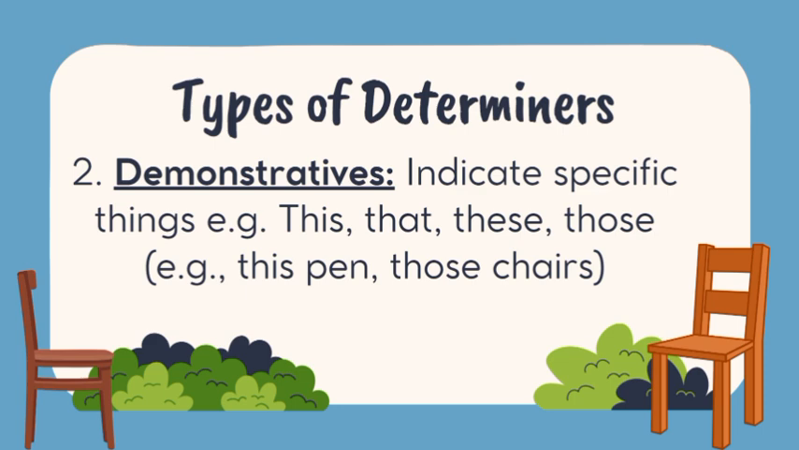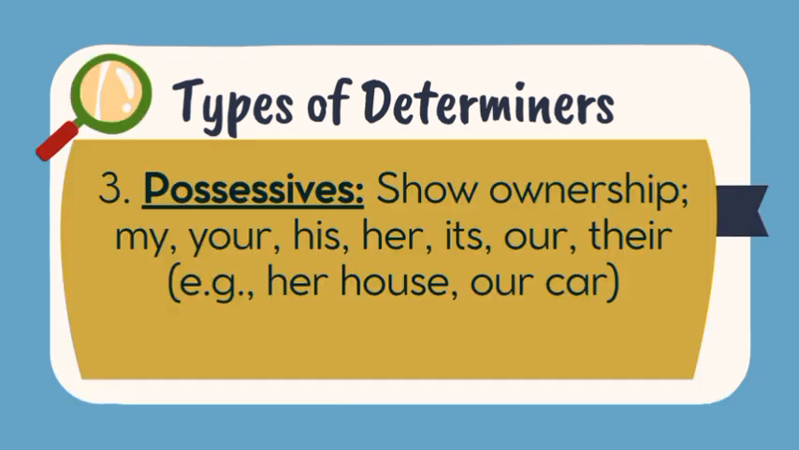So the third type of determiners that we are looking at is possessives. This shows ownership, and examples are my, your, his, her, its, our, their, etc. So examples are our house, our car.